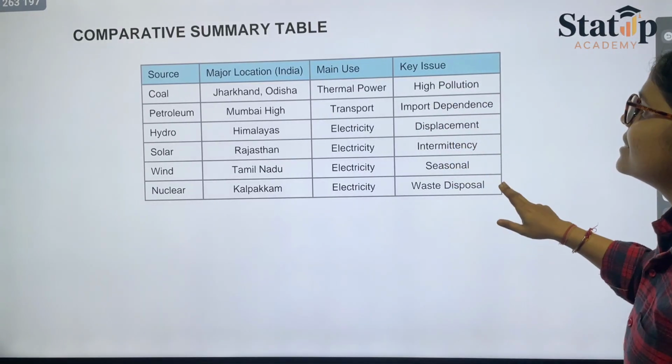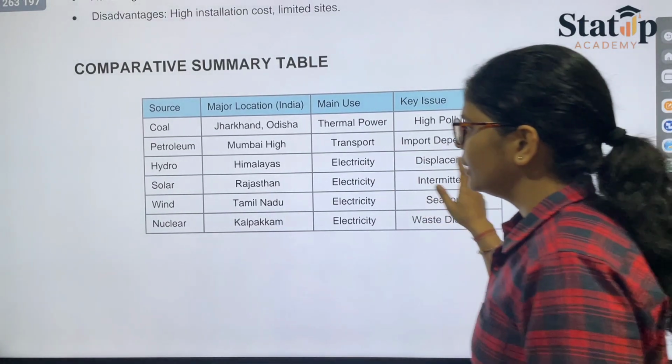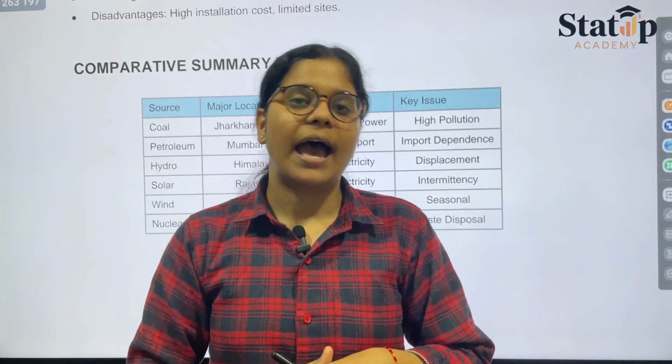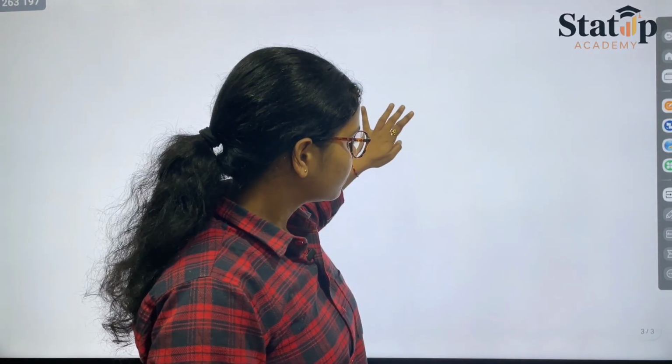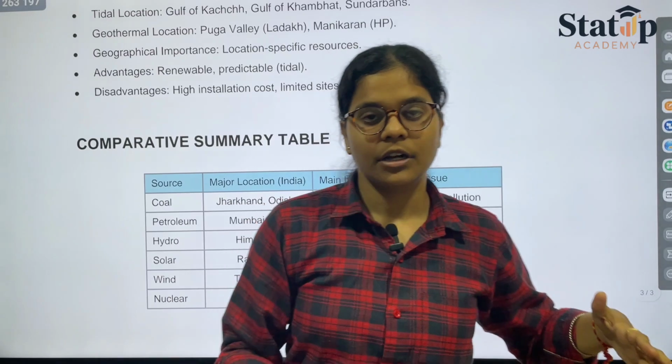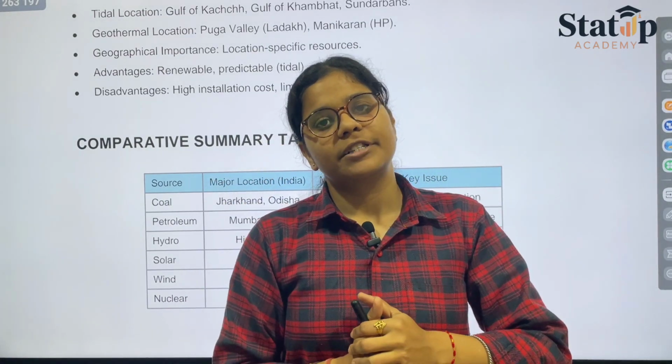Okay, so this is basically the comparative table. You can learn it, you can make your own language, and this is how we come to an end of this chapter. Related questions shall be discussed in the next class.